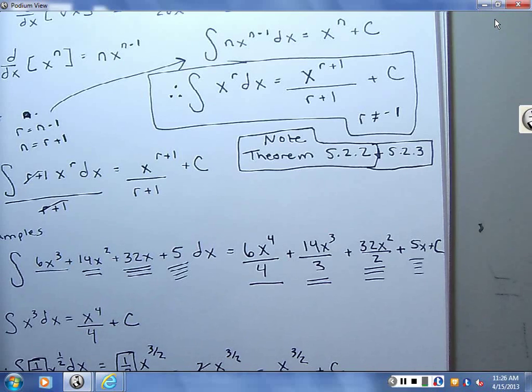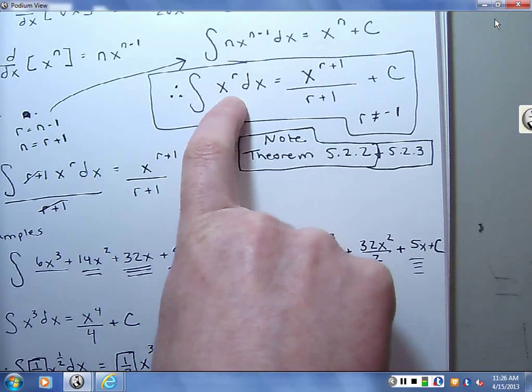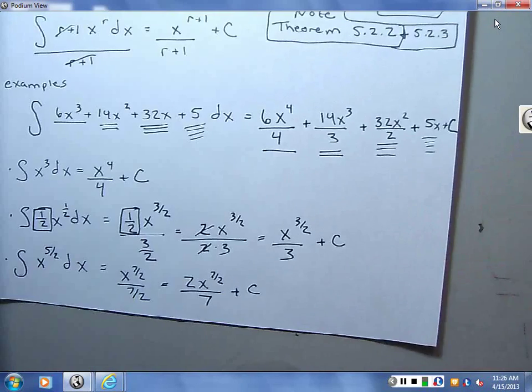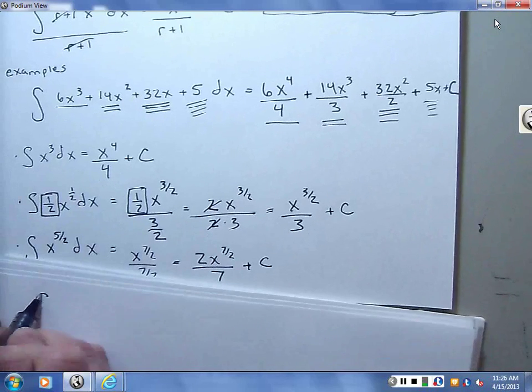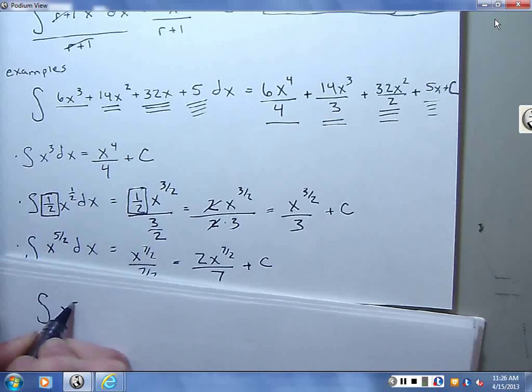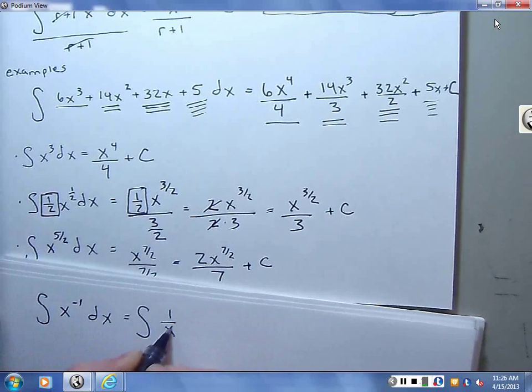So I know at first it was a little like, what are you doing? But does anyone have any questions now? You said except for minus 1, are you just saying minus 1 specifically? Yeah, when the power is minus 1, we have an issue. So let's look at that. If I want to integrate x to the minus 1 dx, that might also look like the integral of 1 over x dx.